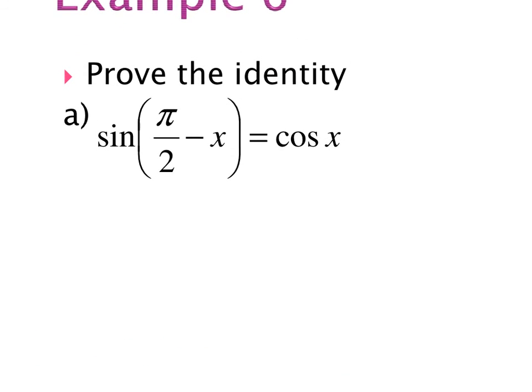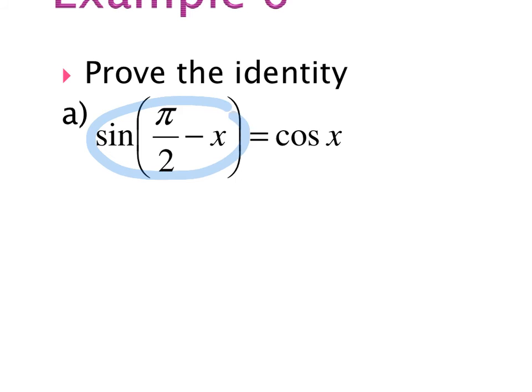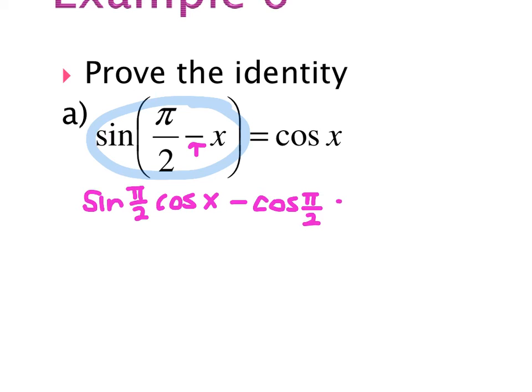So if I look at the left side of my equation, sine of pi over 2 minus x, that's sine of a difference. So if I use my sum and difference formula for sine, I would get sine of the first, which is pi over 2, cosine of the second, which is x. Keep the positive or negative sign, so it's minus cosine of the first times sine of the second. And we want to show that this equals cosine of x.